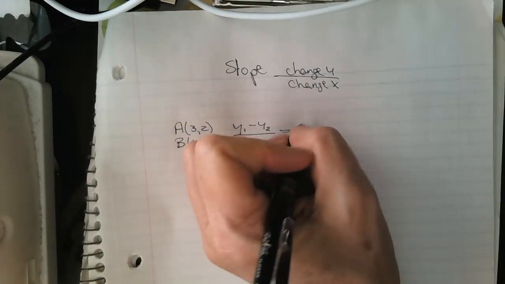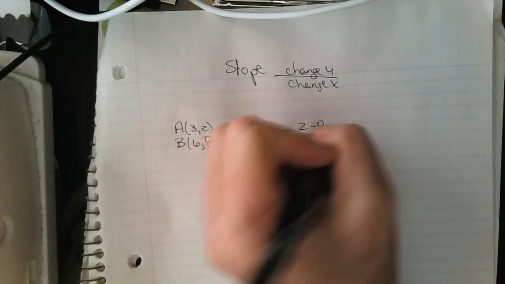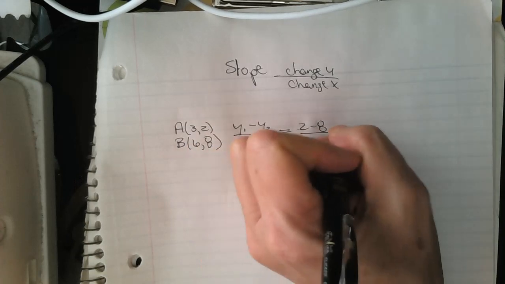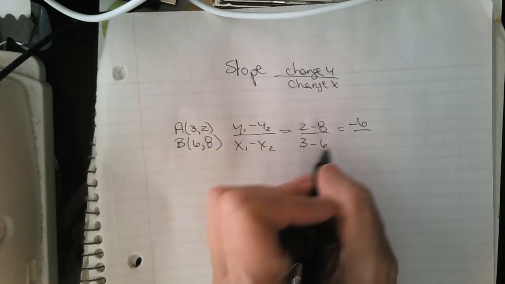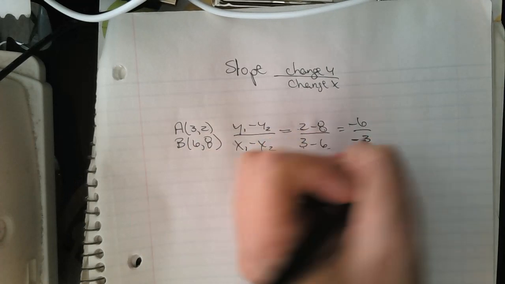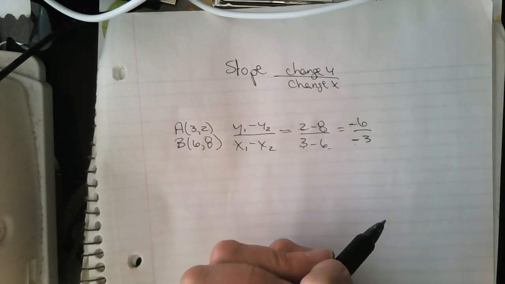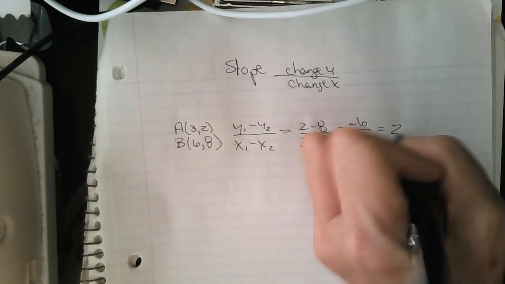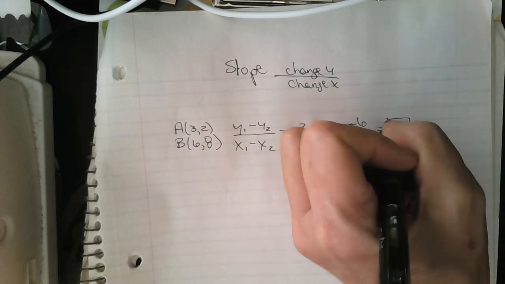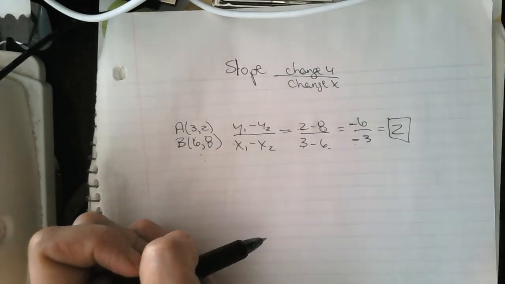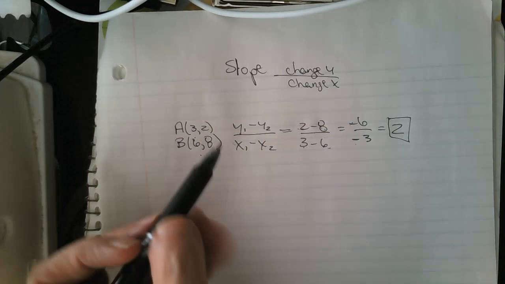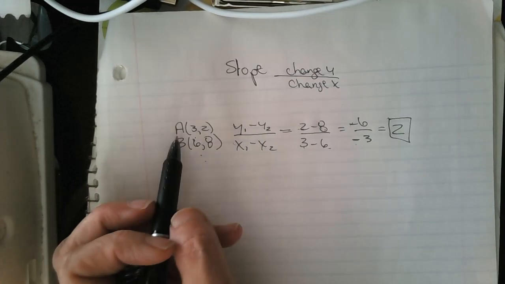over 3 minus 6. All right, so 2 minus 8 is negative 6, and 3 minus 6 is negative 3. Negative divided by negative is positive. This comes out to positive 2. That's the slope of a line that goes through these points. So, familiar. This was a central part of Algebra 1A, the first part of Algebra 1.